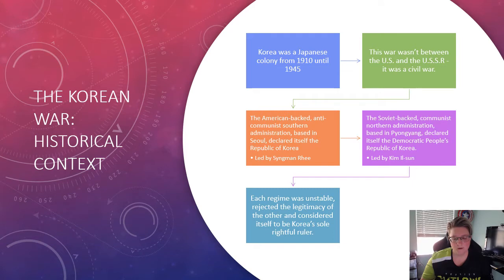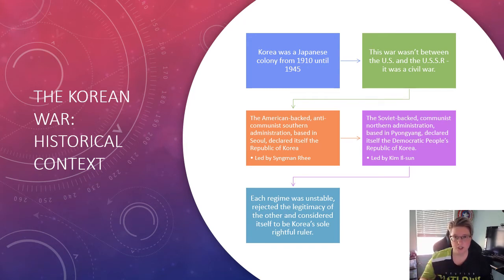And soon after that, the Soviet Union backed the Communist Northern Administration, which was based in Pyongyang, and it declared itself the Democratic People's Republic of Korea. Its leader was Kim Il-sung, who fought alongside communist forces during the Chinese Civil War, which China does prevail as a communist country, which it still is today. And he is the grandfather of North Korea's current leader, or dictator, however you want to perceive him, Kim Jong-un.